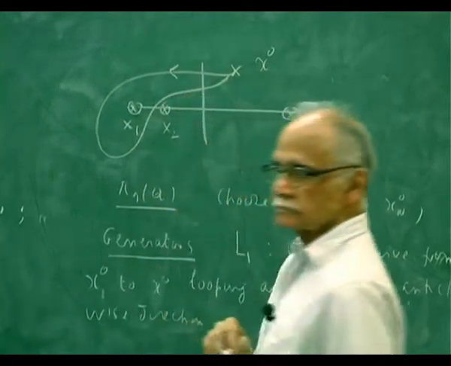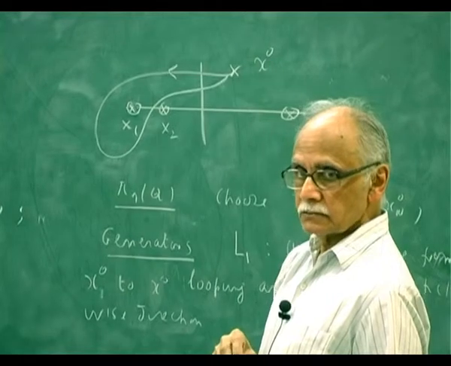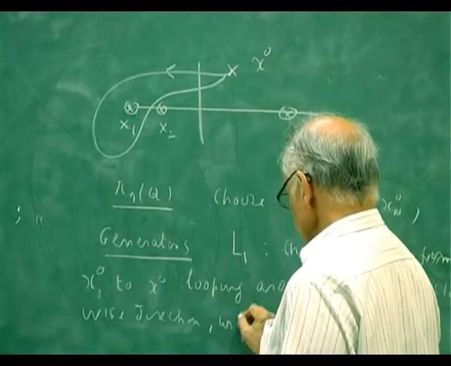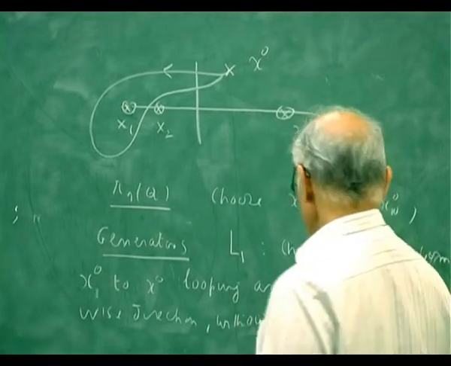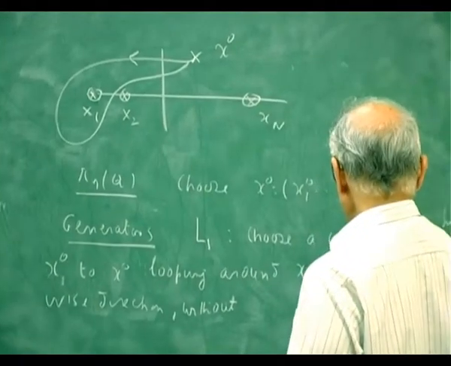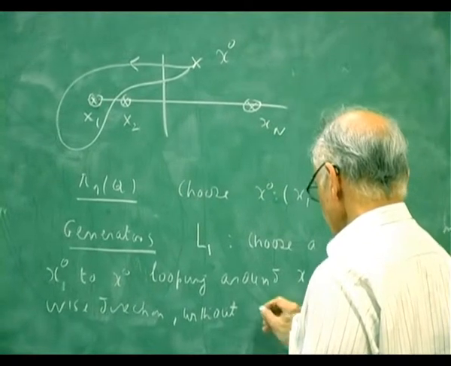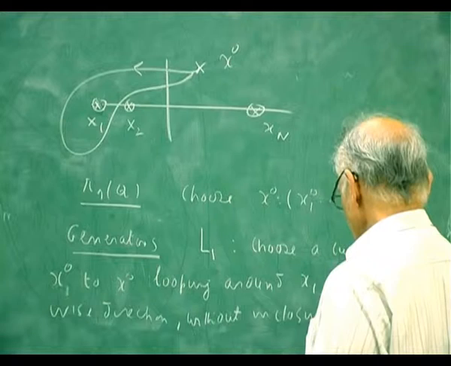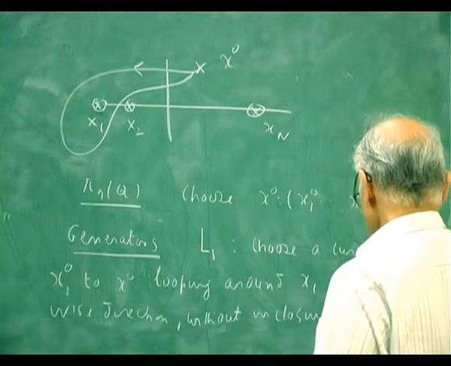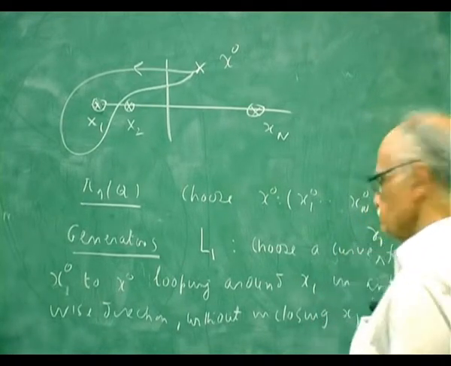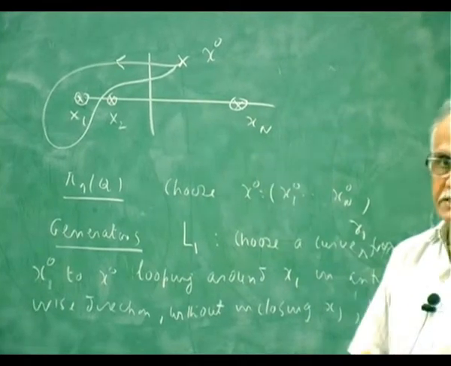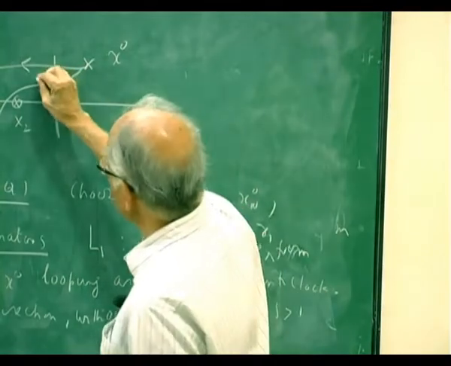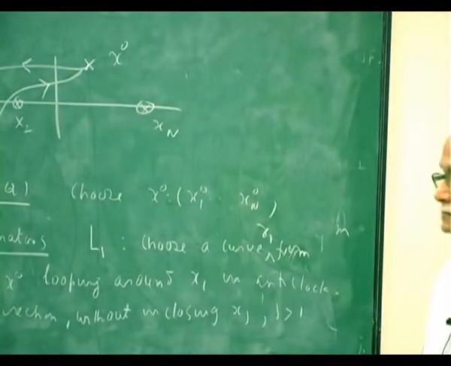It does not enclose other points. Without enclosing x_j, j larger than 1, choose a curve gamma 1. So none of the other points are inside it. So it is a loop like this: go like this and come back.